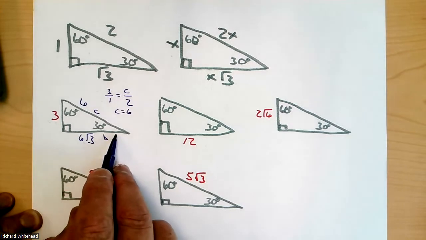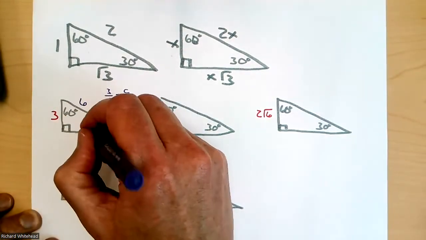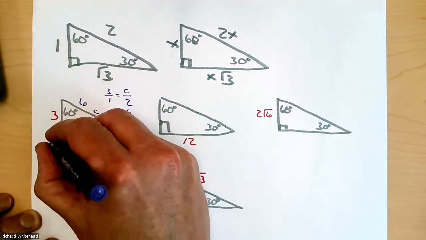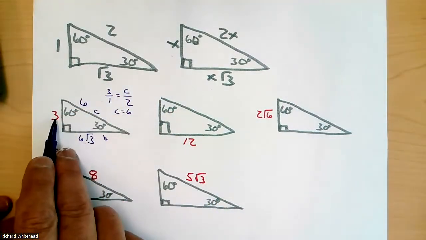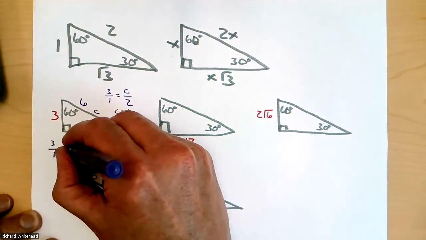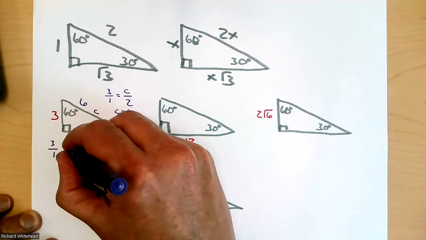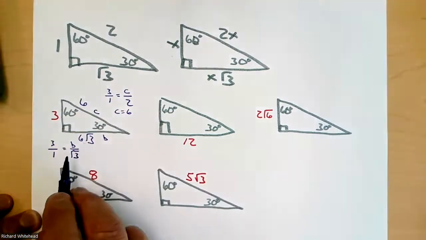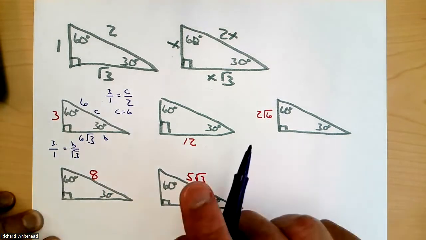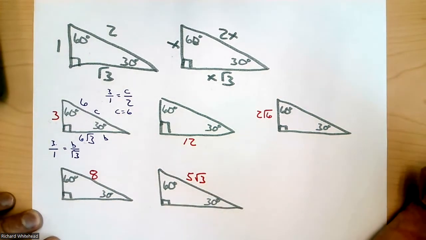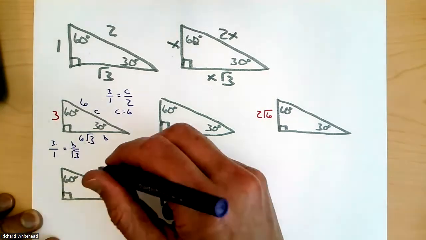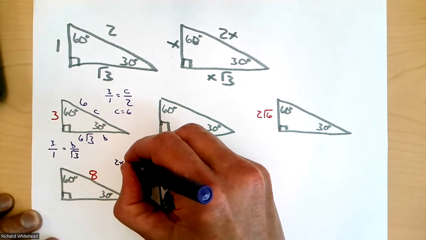Similarly, if we call that side B, you'd say once again 3 over 1, short leg over short leg, would equal B over root 3. So root 3 times 3 makes B equal to 3 root 3. And what some people like to do is say, okay, so this is 2x. So 2x is equal to 8.